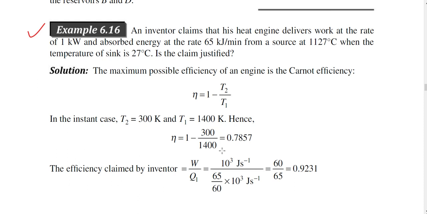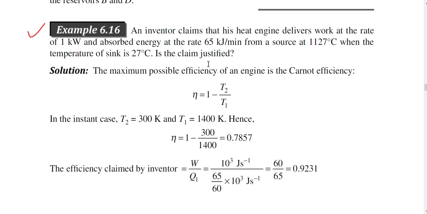Now, the next problem. An inventor claims that his heat engine delivers work at the rate of 1 kilowatt and absorbs energy at the rate of 65 kilojoule per minute from a source at 1127 degrees centigrade when the temperature of the sink is 27 degrees centigrade. Is the claim justified? So, we have to analyze whether the claim is justified or not.